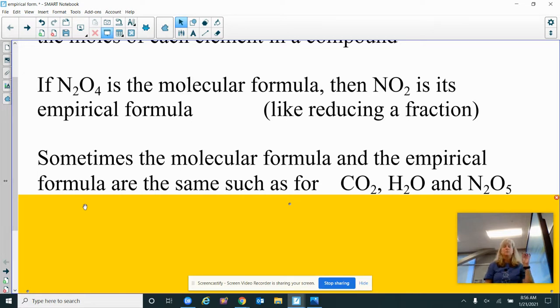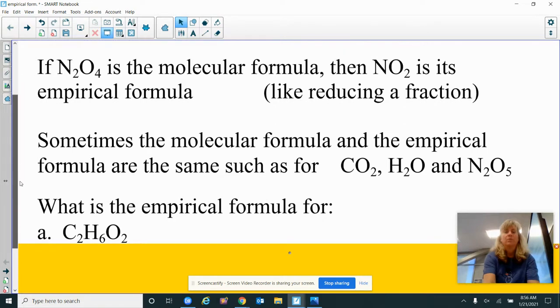Okay, so the difference is that the molecular formula is how it naturally exists, that's how it really is. It could be that the empirical formula and the molecular formula are the same, or it could be that the empirical formula is like reducing down the molecular formula.